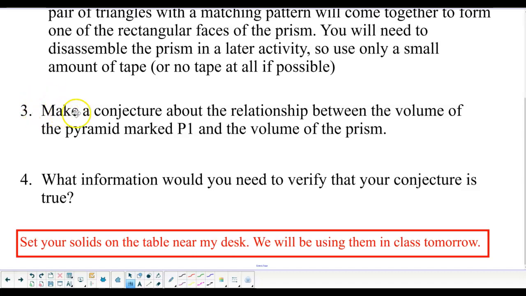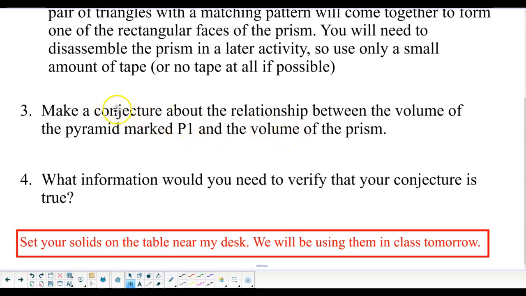Okay, so once you had a chance to go through and talk about question 3, your goal was to make a conjecture about the relationship between the volume of the pyramid marked P1 and the volume of the entire prism. That's all 3 solids put together. So how does the volume of the pyramid P1 relate to the volume of the prism as a whole? Remember, a conjecture is an educated guess. We're actually not going to tell you the answer yet. This will be a little bit more open-ended today.